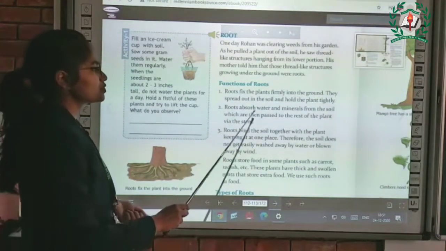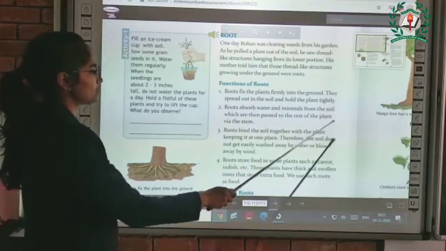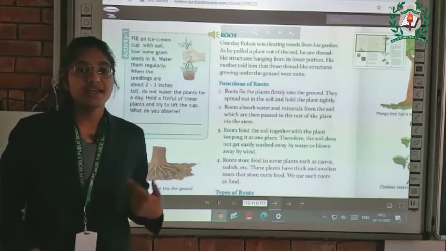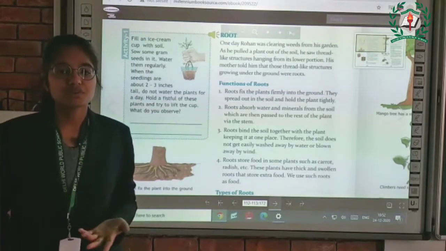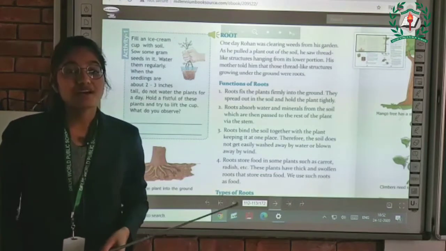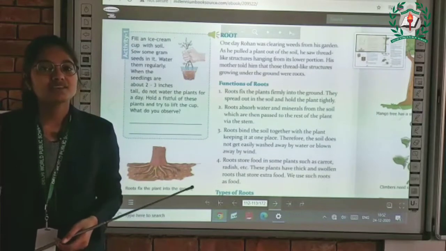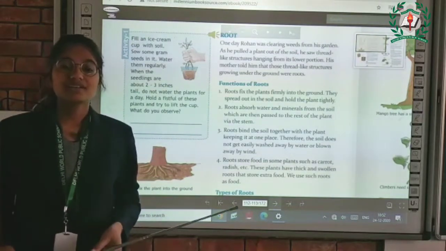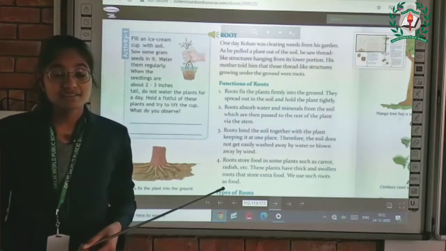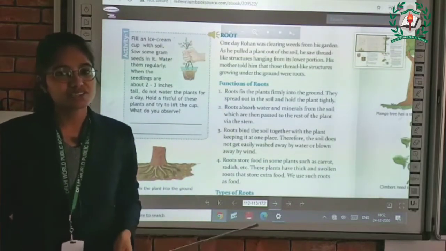Next is, roots absorb water and minerals from the soil, which are then passed to the rest of the plant via the stem. So as we eat food and drink water with the help of our mouth, the plants get all the nutrition and water with the help of their roots. The roots which remain under the ground absorb the water and minerals present in the soil, and then the stem of the plant spreads the water and minerals to all parts of the plant.